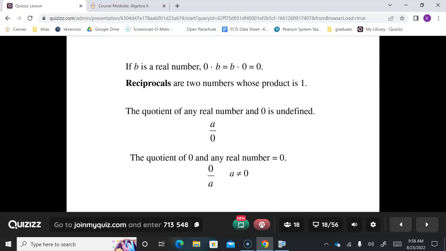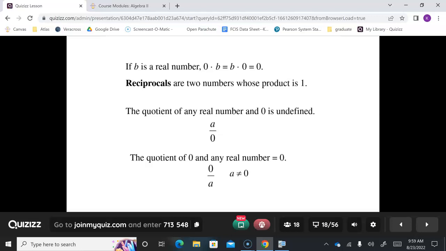The quotient of any real number and 0 is undefined. The quotient of 0 and any real number is going to be 0. So notice the difference between these two. You can't divide by 0, but you can divide 0 by anything. And you'll see what the answer is.